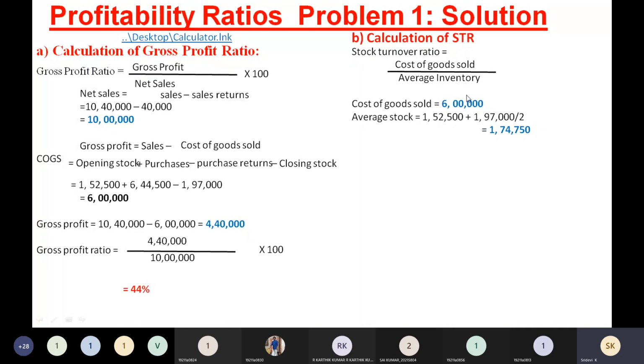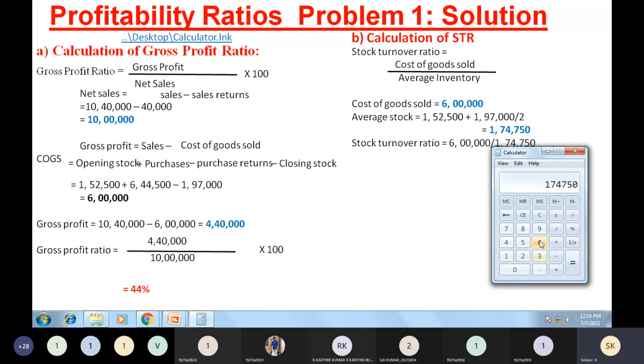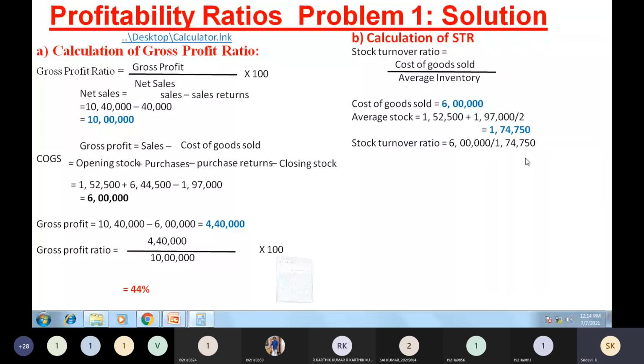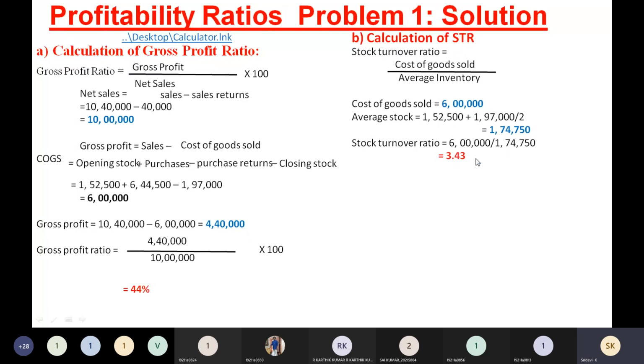Cost of goods sold is now available and the average stock is available. So substitute these values in this formula: 6 lakhs divided by 1,74,750. How much will we get? 3.43. So 3.43 is the stock turnover ratio.